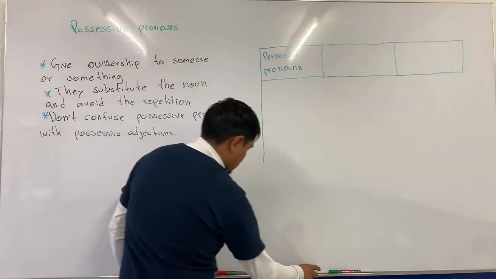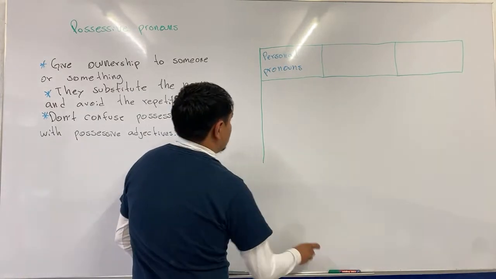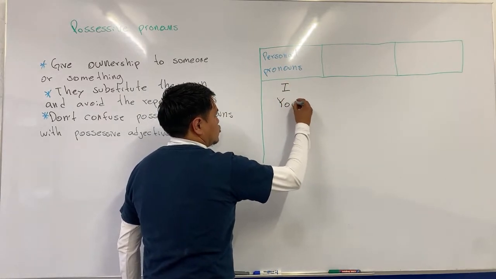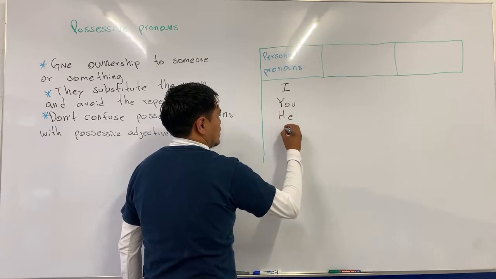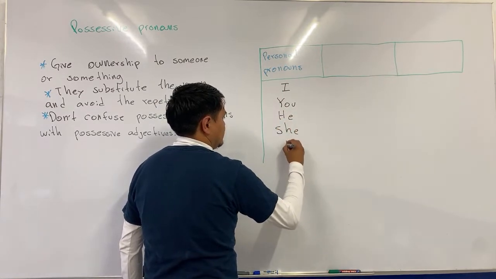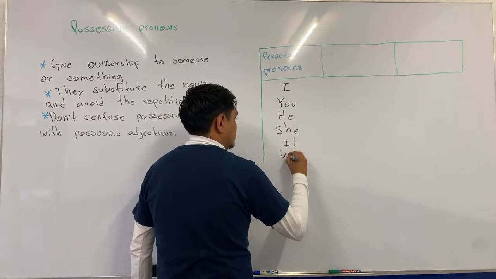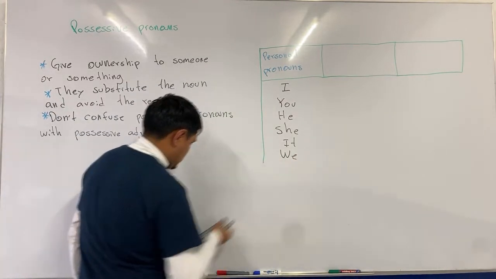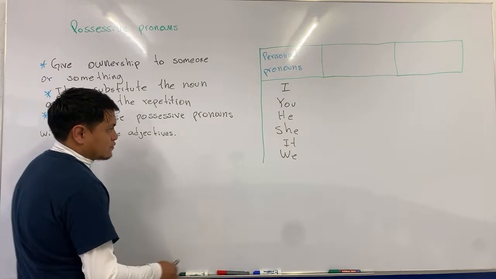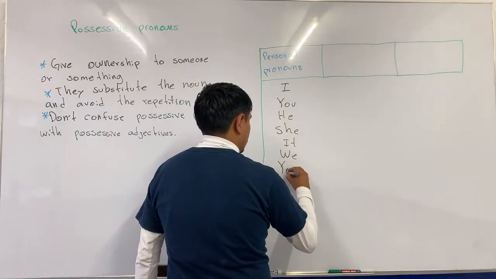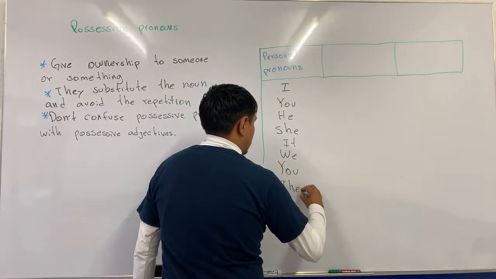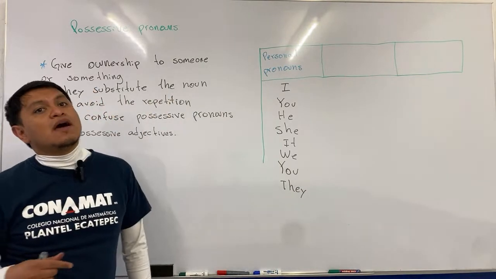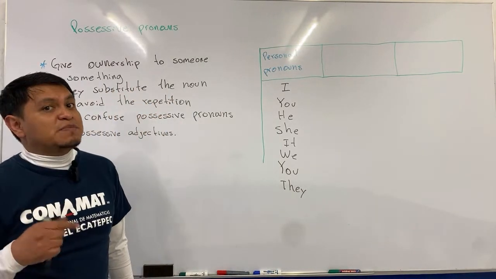Already you know it. The first is I, you, he, she, it, we, you again, you and they. This is all the personal pronouns. Next to the personal pronouns, we're gonna write down the possessive adjectives.